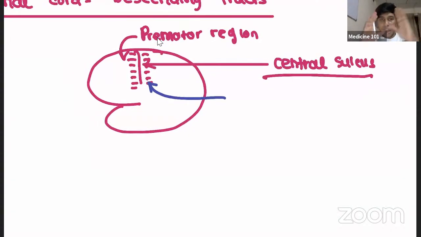Okay, understand this. The central sulcus divides the motor region from the sensory region in the cortex. The premotor region is going to be divided by the sensory region, basically. Okay?